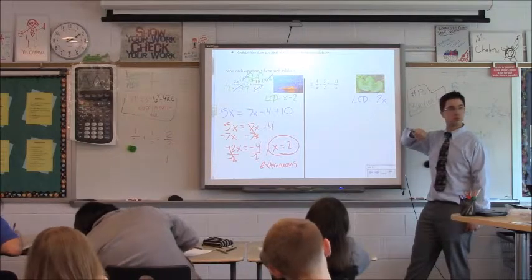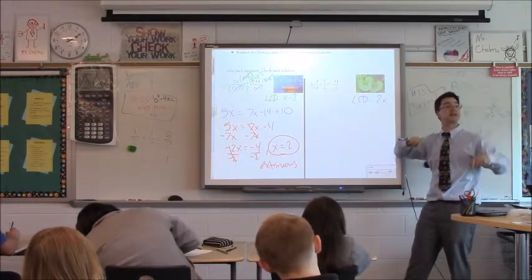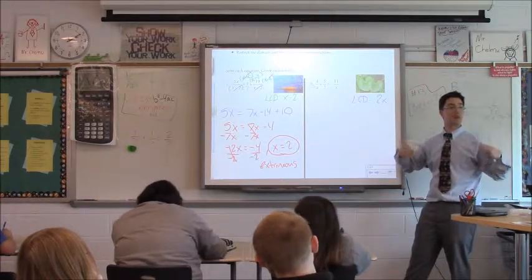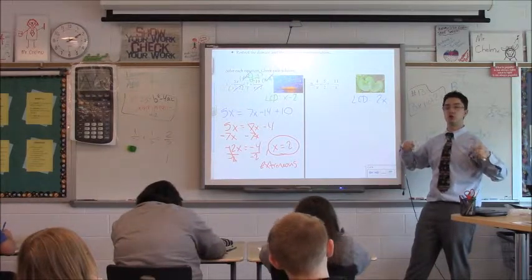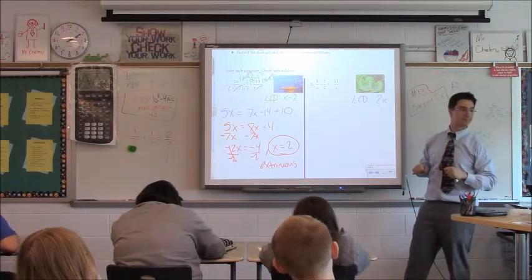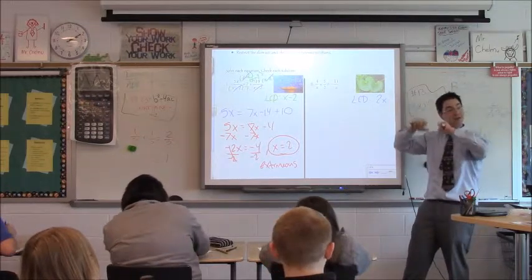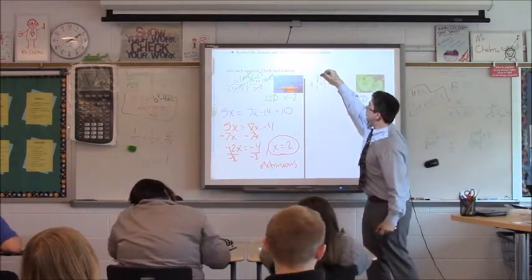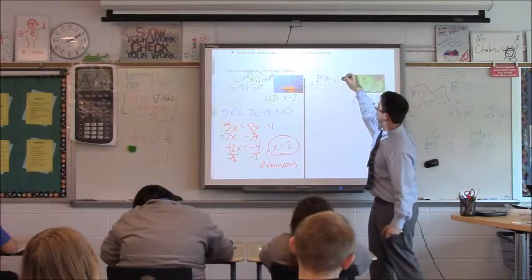Take it to the top. I like that. Take it to the top is another way of saying what? Multiply by the 2x. The numerator. Numerator is on top, denominator is on the bottom. So we're going to multiply each of the numerators by 2x.